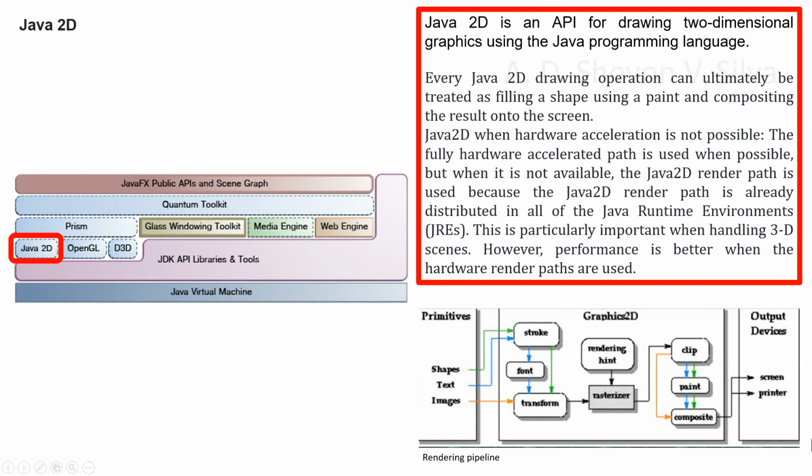The steps in the rendering process are: 1. Determine what to render. 2. Constrain the rendering operation to the current clip. The clip is specified by a shape in the user space and is controlled by the program using various clip manipulation methods of Graphics and Graphics 2D.